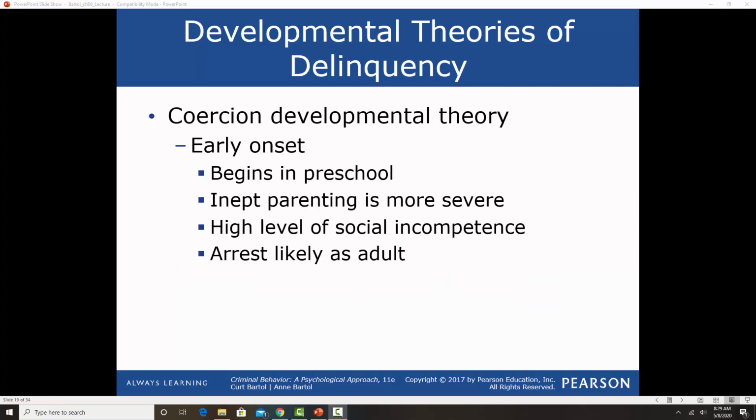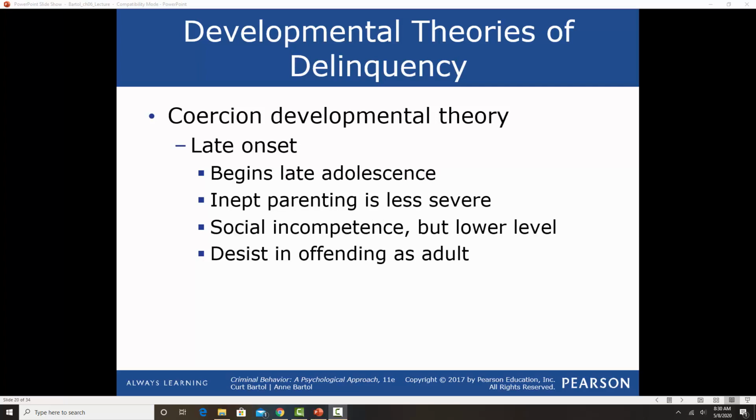Early onset, he says, is before age 4, and then adult crime. And this is very similar to Terry Moffat's theory. The earlier the onset of problematic behavior, the more likely we are to see a life course persistent offender. So the earlier we have problems, the more likely we're going to see those issues and problems with the criminal justice system continuing on into adulthood.